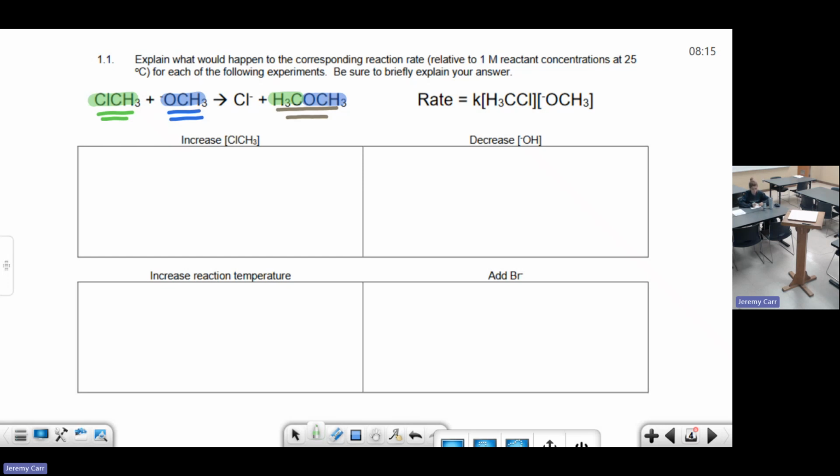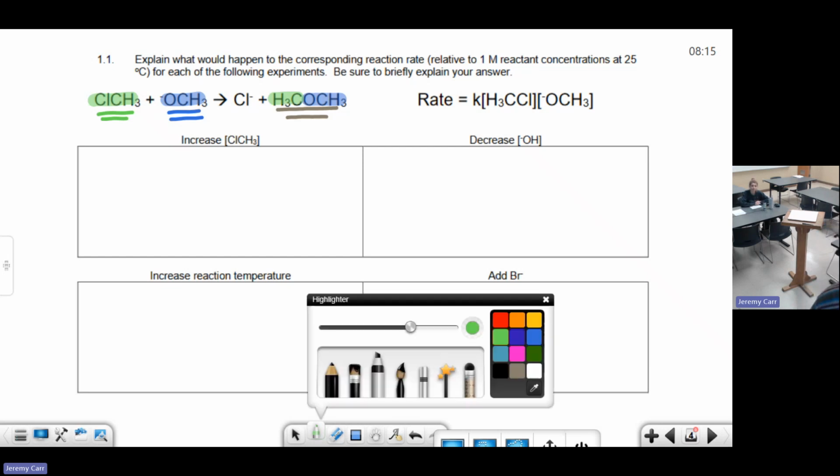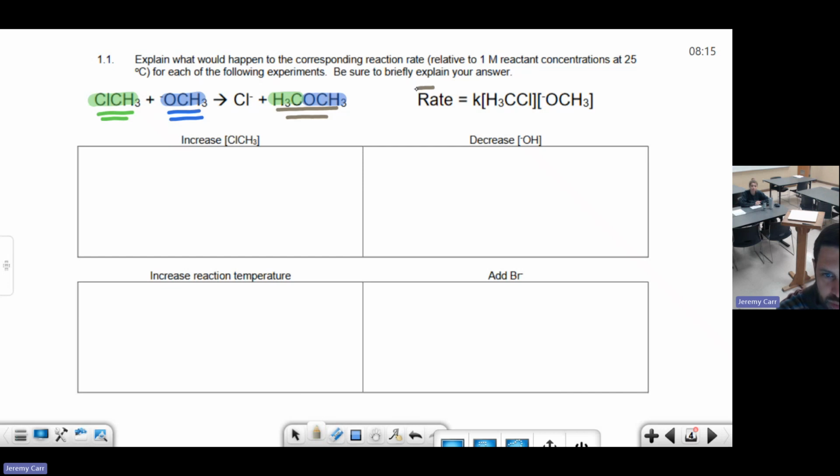Okay, so the kinetics of this, since we know it's a second order process, or we're told that it's a second order process, is telling us that the rate is equal to a constant K times the concentration of methyl chloride times the concentration of methoxide. All we need to know is that if we want to make a prediction about the reaction rate, we have to pay very close attention to what's in here. That's all we have to focus on here.